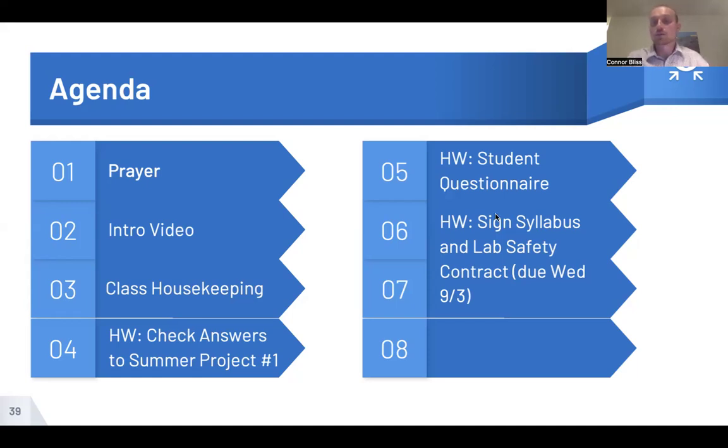And then the final piece of homework we'll have for tonight is we're just going to ask you to sign the syllabus as well as this Flinn Scientific safety contract that is posted on Canvas. Again, for that, you do have over the weekend. So if you're not able to get your parents to sign that right away, you do have a little bit of time. That will be due Wednesday, September 3rd.